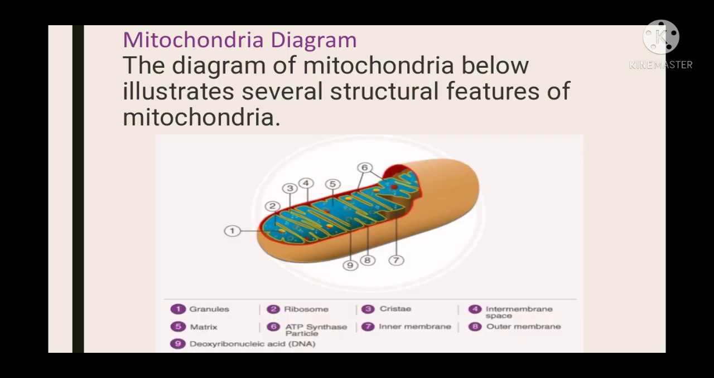Mitochondrial diagram. They have their own DNA and ribosomes. Because of their own DNA, they can replicate and reproduce, and because of their ribosomes, they make their own proteins.